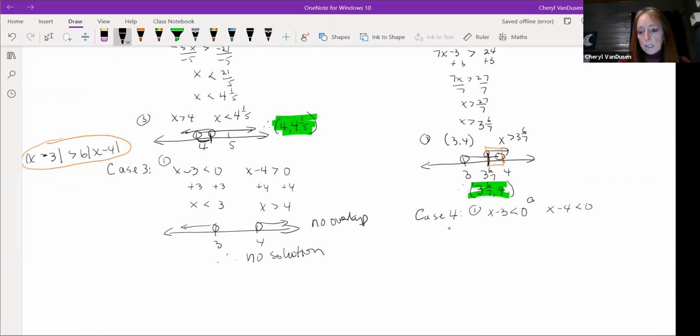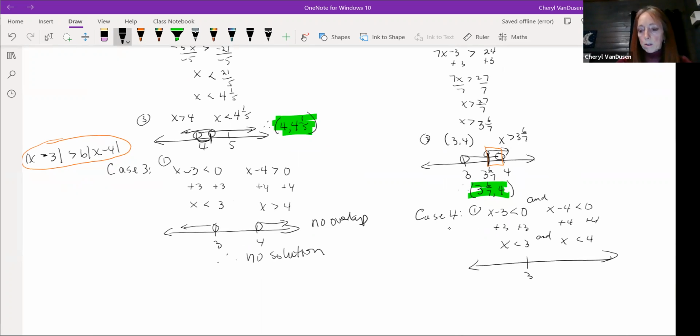We could have the word "and" in here because we're going to look for both things. Anyway, that's a minor detail. Plus 4 plus 4. So we get x is less than 3, x is less than 4. So we're looking for where that is overlapping.